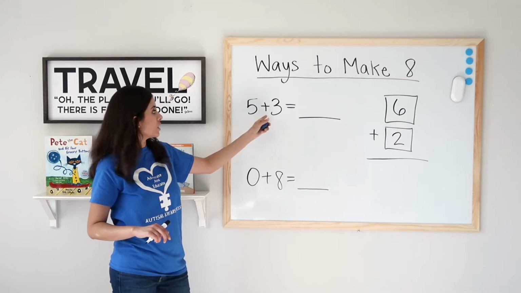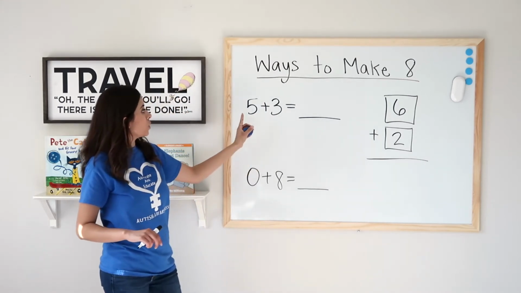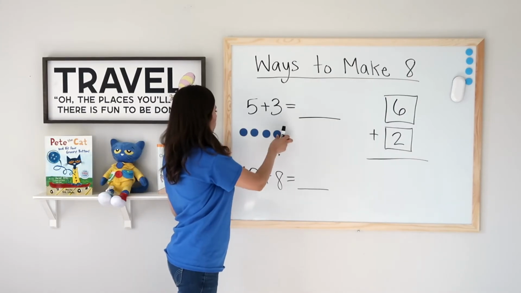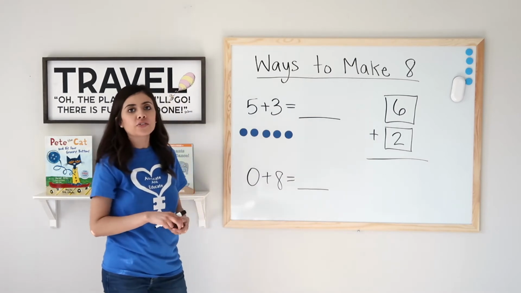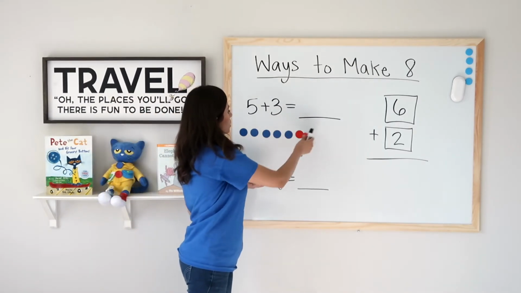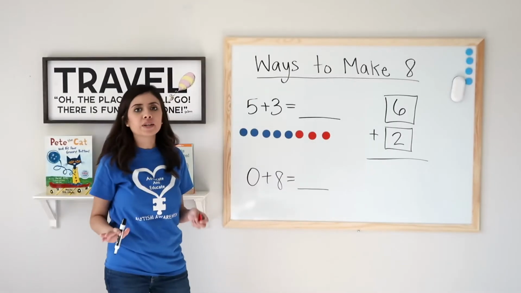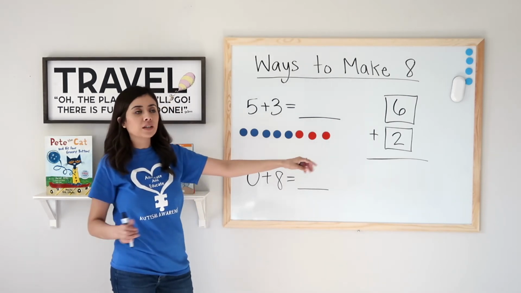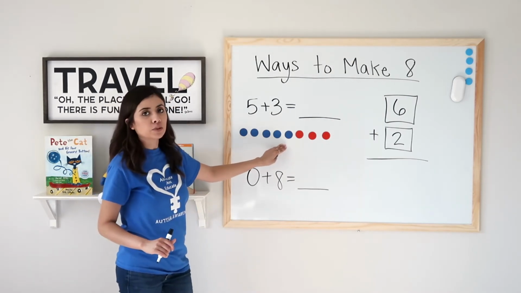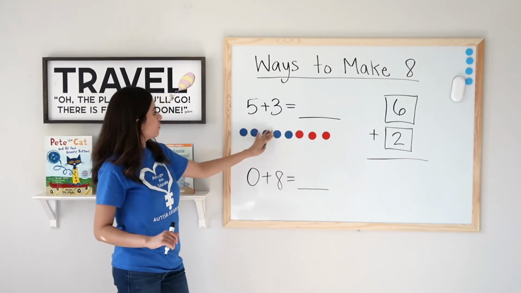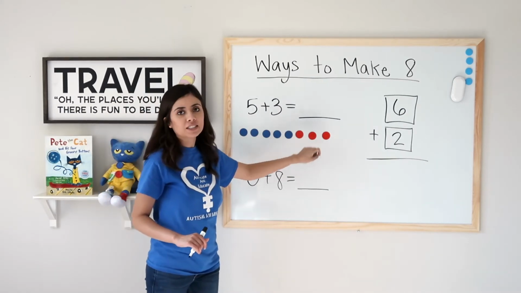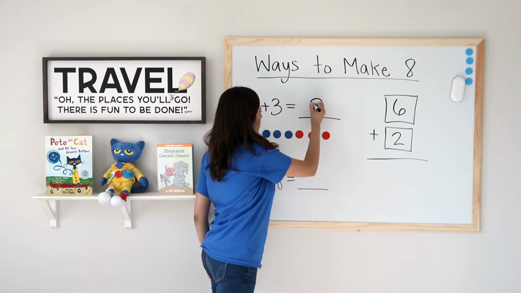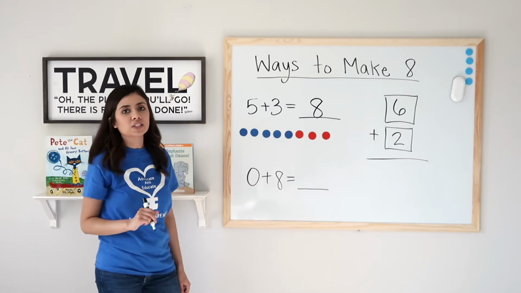So I have 5 plus 3 equals... I'm going to start with 5 blue dots. 1, 2, 3, 4, 5, and 3 red dots. 1, 2, 3. Now I've been counting like this, right? 1, 2, 3, 4, and so on to find my total. But I already know that I have 5 blue dots. So can't I just do this? 5, 6, 7, 8. 5 plus 3 equals 8. That's what counting on looks like.